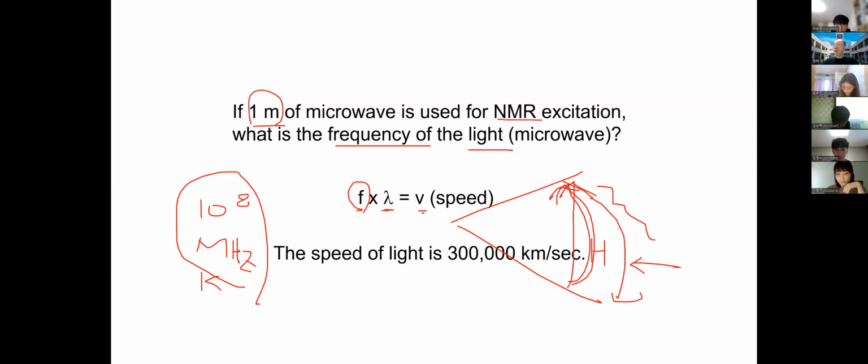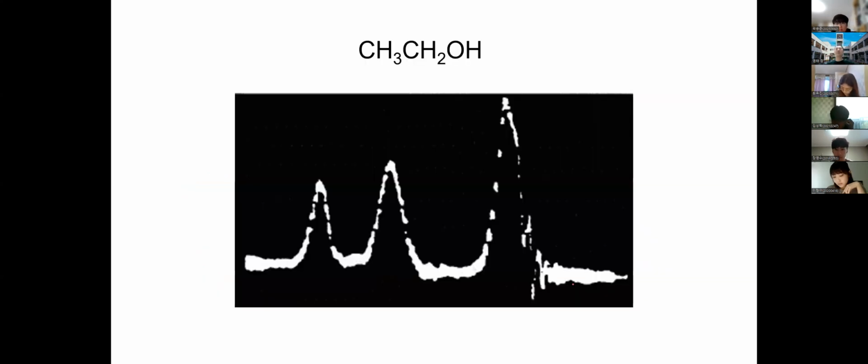Okay. Now, this whole range of energy, if everything is the same, then we may see only one signal. If all the protons are in the same environment, we see exactly the same signal, but actually it's not. This is one of the very early proton NMR spectra of ethanol. This NMR was taken in 1950. Looks like a terrible spectrum, right?